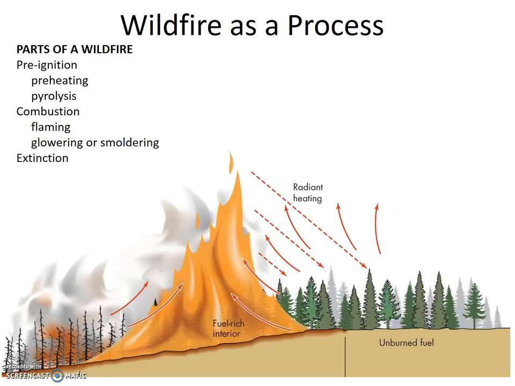So here's a bit of a self-quiz. Can you identify the phases of a wildfire on the image below? Here are the different phases. Pre-ignition with the subphases of preheating and pyrolysis. Combustion with the two types, flaming and glowering or smoldering. And extinction. Take a moment and place each phase and subphase and type.